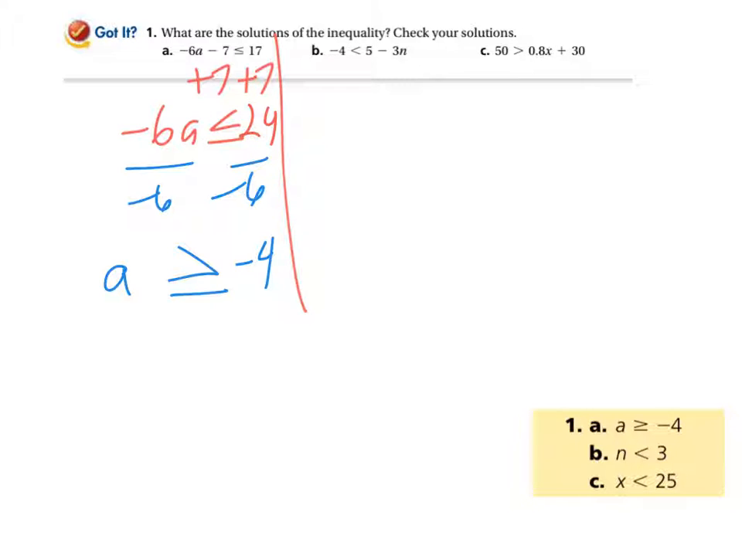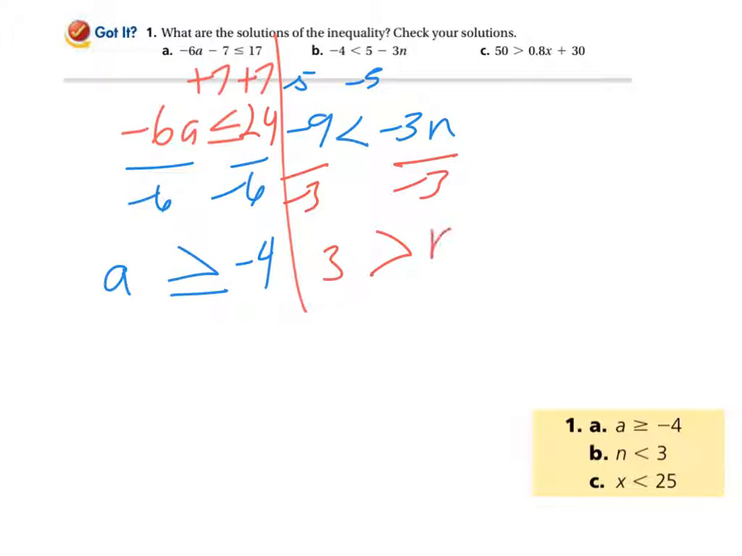Alrighty. Here, we're going to go ahead and start off by subtracting the 5 from both sides. And we get negative 9 is less than negative 3. And again, don't lose that negative in front of the 3. Divide off that negative 3. And as soon as I do that, flip the inequality sign. So 3 is greater than, well, n.